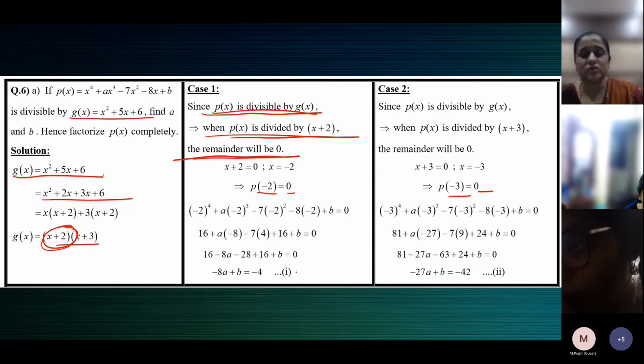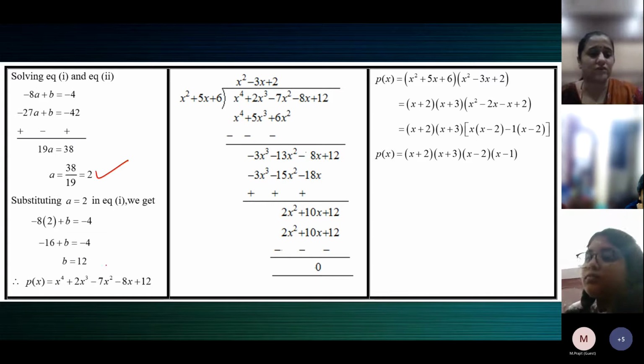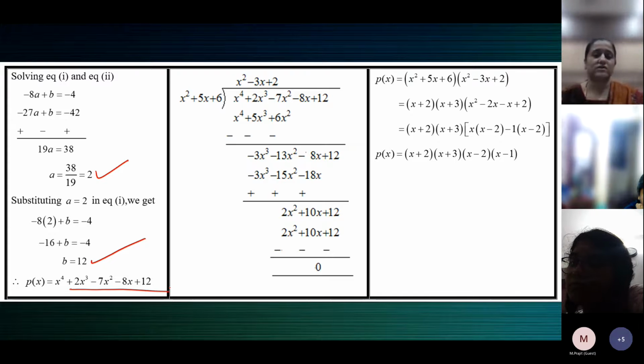When you do this, you're getting two equations. And when you solve the two equations, you can get the values of a and b. So we got the values of a and b. And now you can construct the polynomial. In place of a, use 2, and in place of b, use 12.